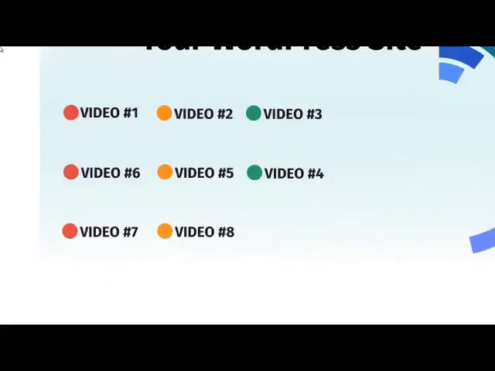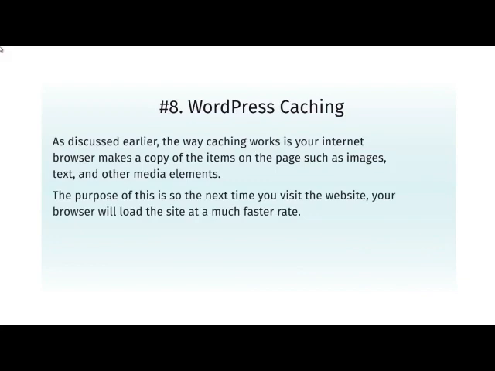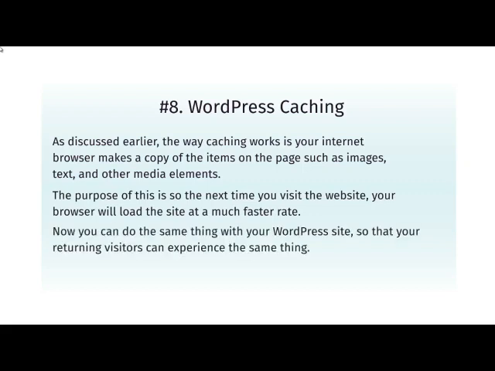This is video number 8, and we're going to talk about WordPress caching. So as discussed earlier, the way caching works is your internet browser makes a copy of the items on the page, such as images, text, and other media elements. The purpose of this is that the next time you visit a website, your browser will load the site at a much faster rate. Now, you can do the same thing with your WordPress site so that your returning visitors can experience the same thing. So that way they visit it once and it might load somewhat slow, but the next time they visit it, it'll load really, really fast.